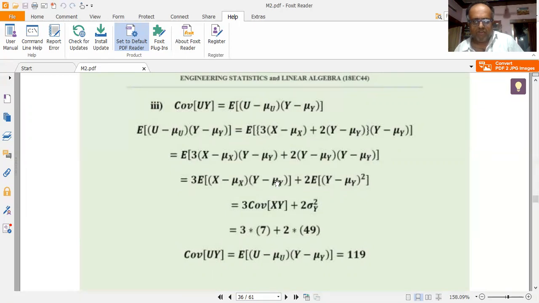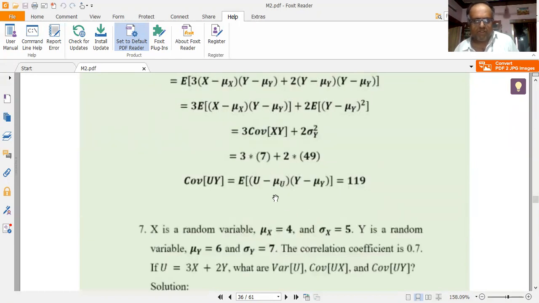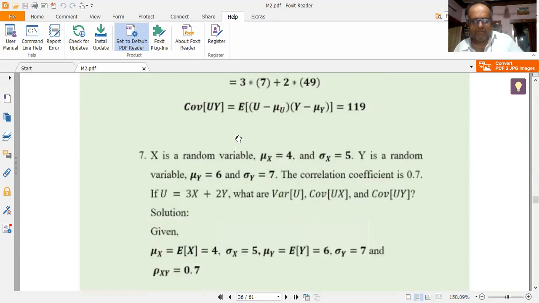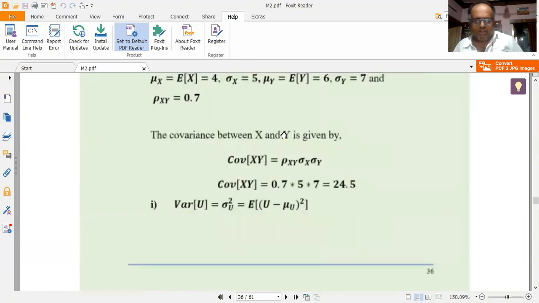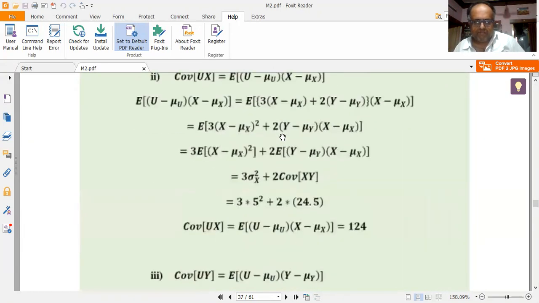So this is the covariance of x and y. This is the variance of y. So 3 covariance of xy plus 2 sigma y squared I have. Sigma y squared is the variance of y, as you know. Now substitute the values. 3 into 7 plus 2 into 49, which gives me 119. 3 into 7 is 21 plus 98 is 119. So this completes problem 6. Next we shall go for problem 7.